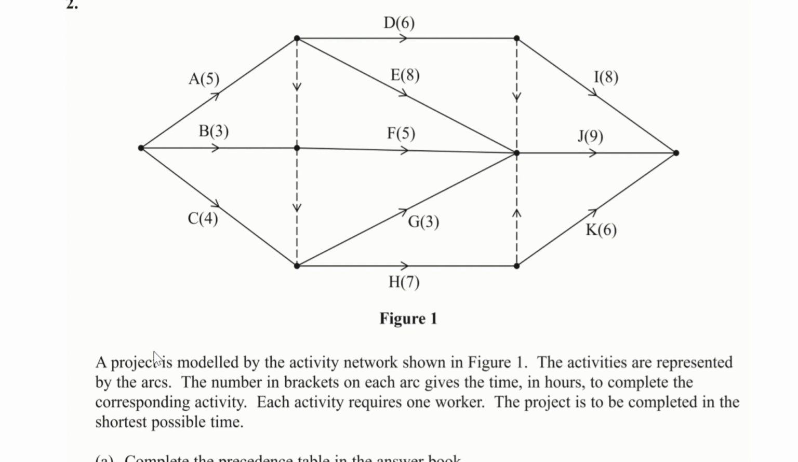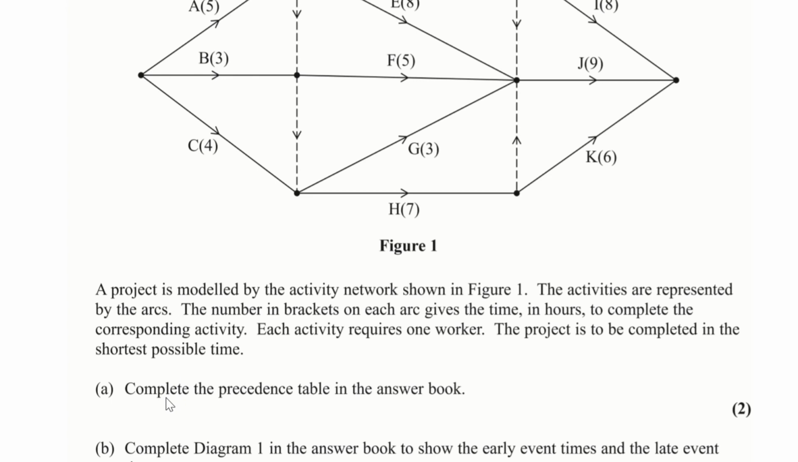2. A project is modelled by the activity network shown in figure 1. The activities are represented by the arcs. The number in brackets on each arc gives the time in hours to complete the corresponding activity. Each activity requires one worker. The project is to be completed in the shortest possible time. For part A, we have to complete the precedence table in the answer book.